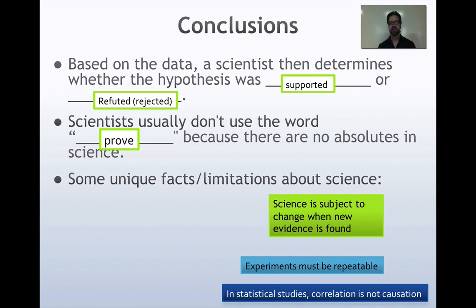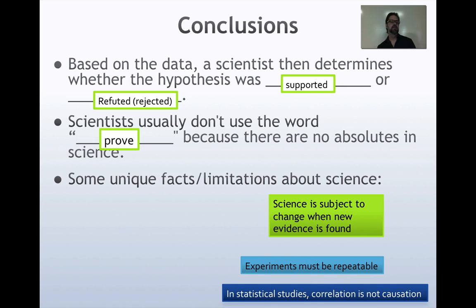And the last thing I want to say, in terms of limitations about science, is that in statistical studies, correlation is not causation. What that means is, every day when you watch the news, there's some new study about something that's good for you or bad for you. Someone might have a study that shows people who take fish oil have a 20% less chance of having heart disease. If those were the results, that doesn't necessarily mean that the fish oil was the cause of the lower heart disease rate.